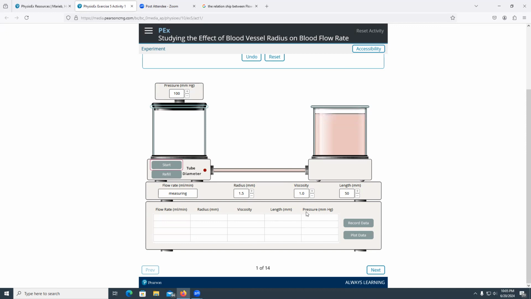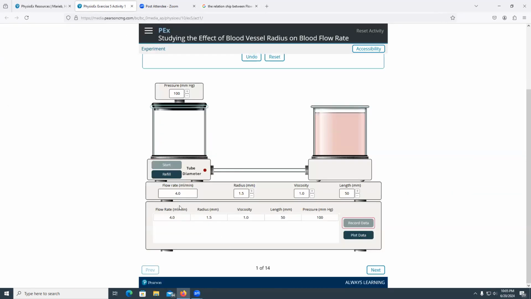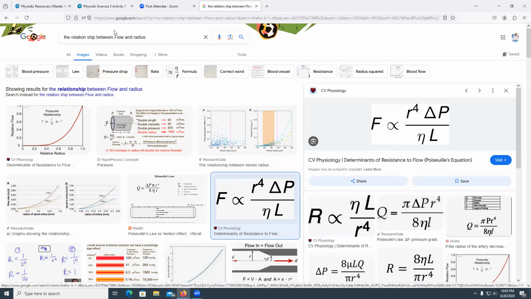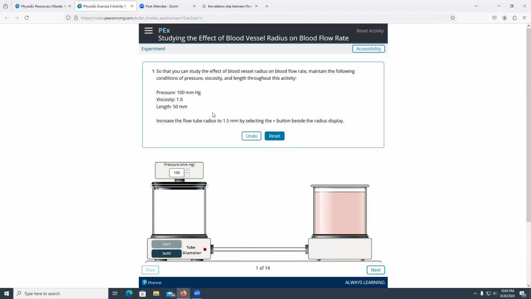Okay, so now we're going to press record data. We see that the flow rate when the radius was 1.5 was 4, and the viscosity. So you can plug it in this formula. I mean, plug in the radius, 1.5 to the power of 4, and then plug in the viscosity and plug in the length and plug in the pressure and so on. And then it tells you so that you can study the effect.